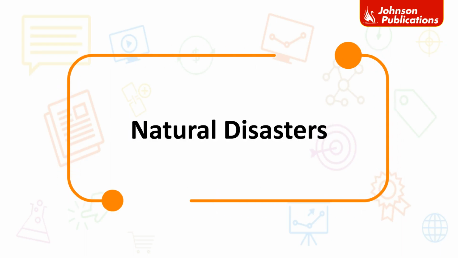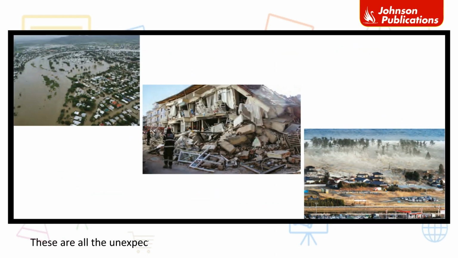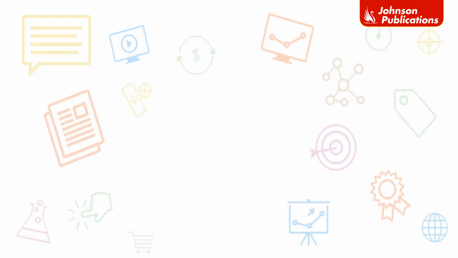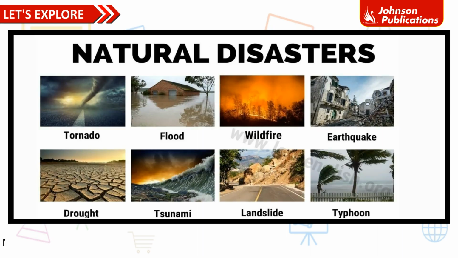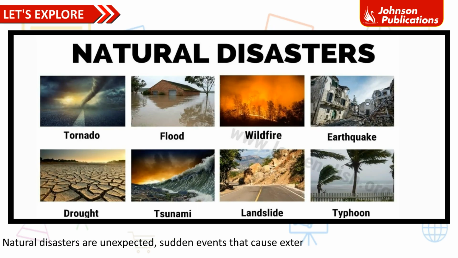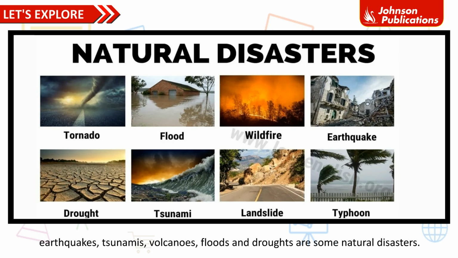Natural disasters. These are all unexpected happenings. Let us learn more about these in this lesson. Let us explore. Natural disasters are unexpected, sudden events that cause extensive damage to life and property. Earthquakes, tsunamis, volcanoes, floods and droughts are some natural disasters.